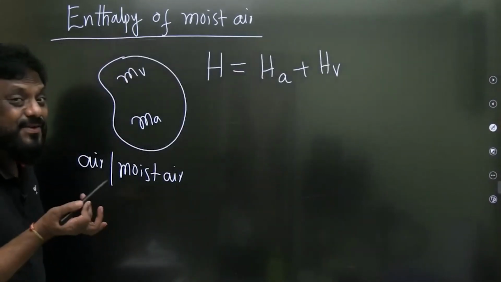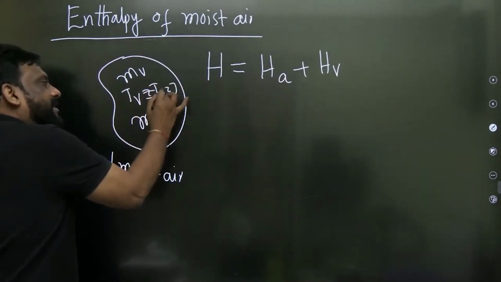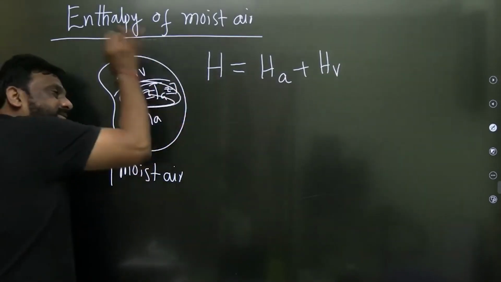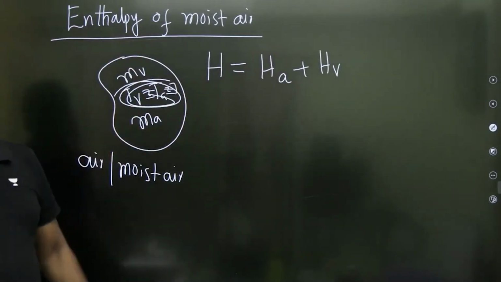देखो, वही अगर intensive है तो क्या बोले थे सर? Temperature of vapor is equal to temperature of dry air is equal to T बोला था. So I told, whenever it is intensive, it will be same. But extensive, you have to add. All this I had taught you beautifully in thermodynamics.